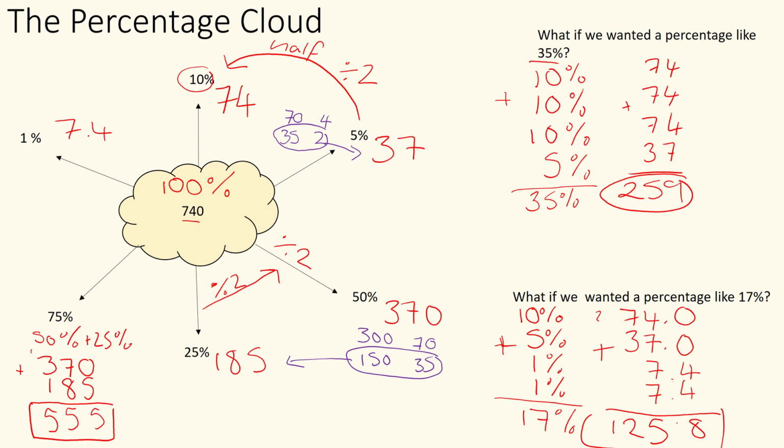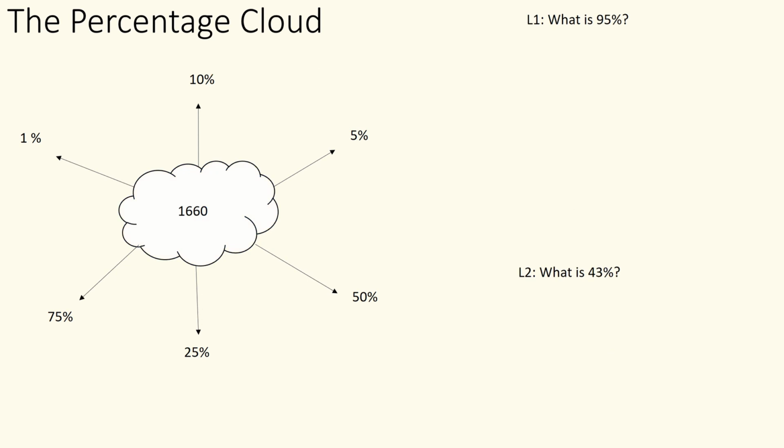Okay, I'm going to let you try one as well. So in this video, here is the next set of questions for you to try. So we're talking now 1660, that is the 100% value. So you've got to find out what's 10, 5, 50, 25, 75, and 1. And then level 1's, what is 95%? Level 2, what is 43? So pause the video, have a go by yourself.